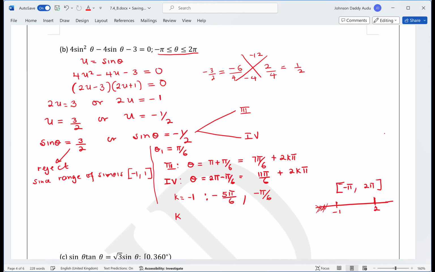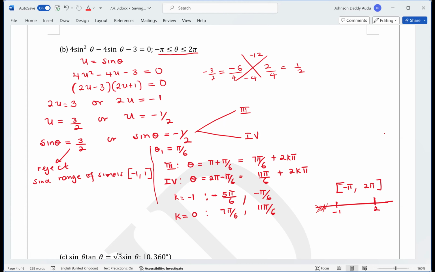So now let's try k is equals to 0. If you substitute k is equals to 0, we will have 7 pi over 6 and what? 11 pi over 6. Now, can we take k to be 1? No. If you take k to be 1, it's going to be outside the domain given. Now, you see we have how many negative values, minus 5 pi over 6 and minus pi over 6.